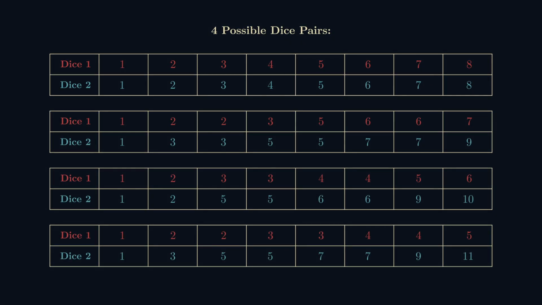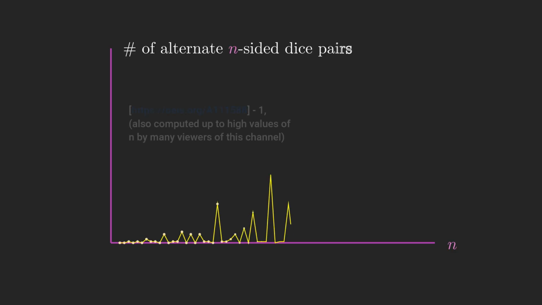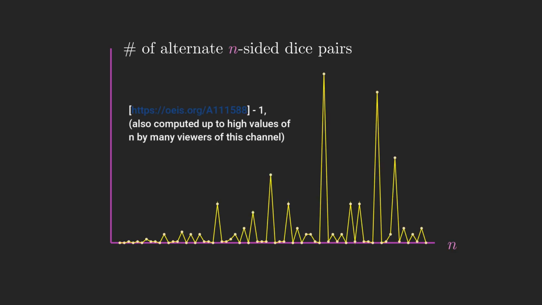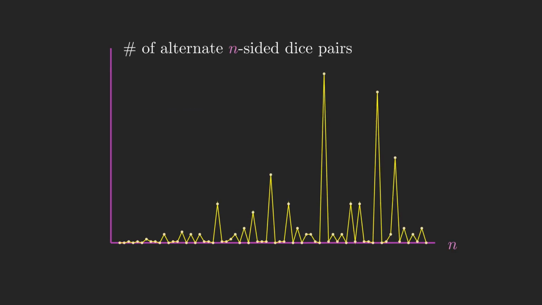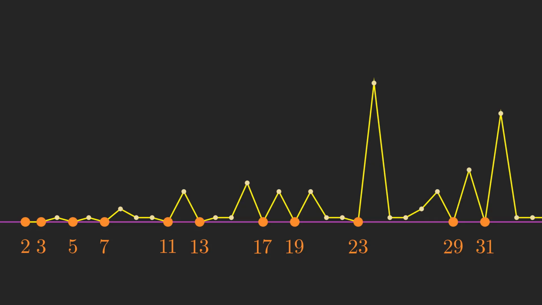By the way, here's a picture that plots the number of alternate solutions for different numbers of sides, n. I was quite surprised at first to see just how chaotic this looks. In fact, let's zoom in on this first portion, and we'll highlight each of the points where the graph touches 0. Notice anything strange about these numbers?